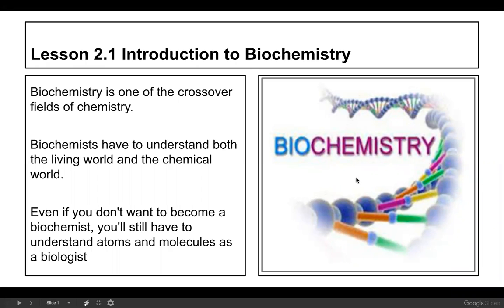Biochemistry, just like it sounds. Bio means life, chemistry means the study of the interactions of chemicals. So we're looking at those chemicals that are very important to life or that life produces. Biochemistry is one of the crossover fields of chemistry. Biochemists have to understand both the living and the chemical worlds. Even if you don't want to become a biochemist, you still have to understand atoms and molecules as a biologist.